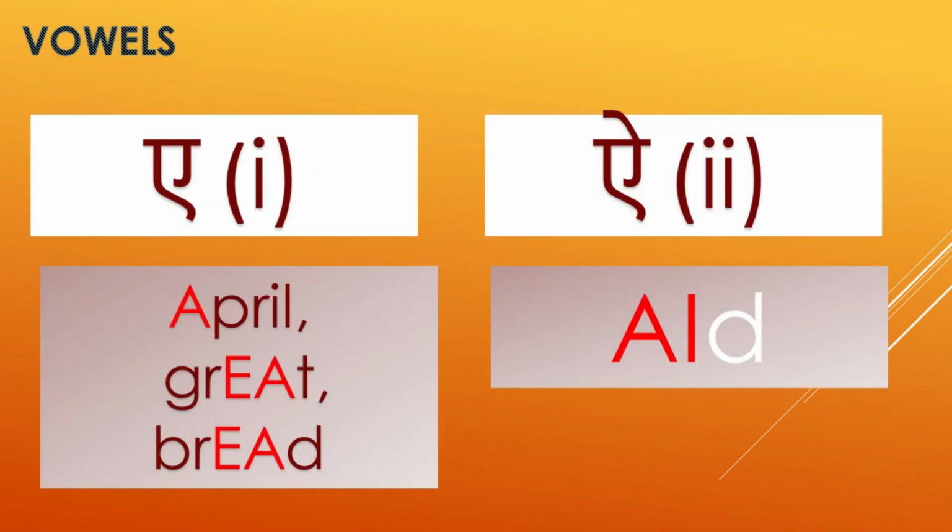Now listen carefully. A, I. The first sound A is as in April, as in great, as in bread. Now the second sound is as in eyed. So say them now. A, I.